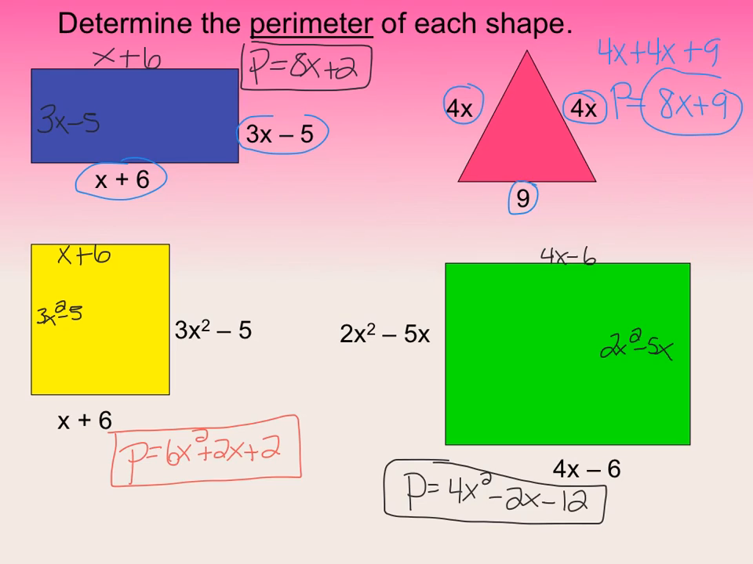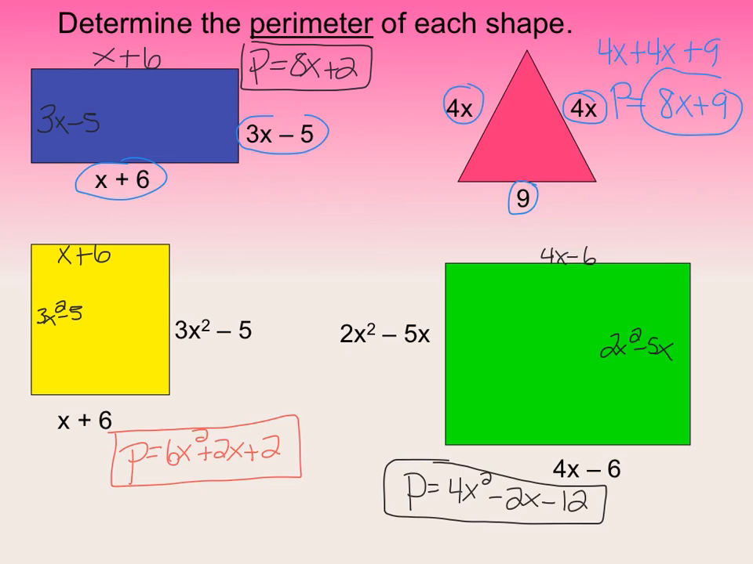Alright, so that first rectangle should have had a perimeter of 8x plus 2, and that's just combining your x's and combining your constants. Your third one should have a perimeter of 6x squared plus 2x plus 2, and again that's combining the x squareds, the x's, and the constants separately. And then the last one should end up being 4x squared minus 2x minus 12 when you combine each of your like terms.